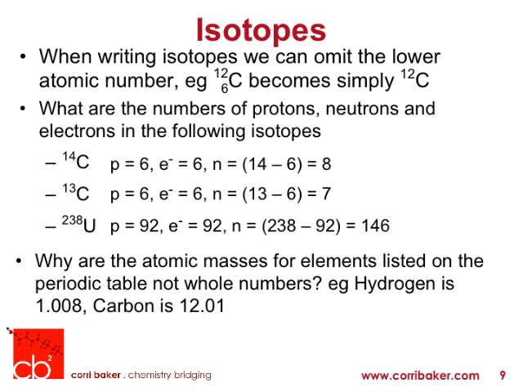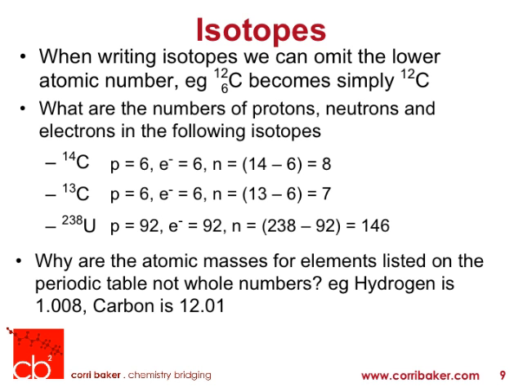Now the neutrons are the only thing that ever changes, and to work that out we simply use the mass number and take away the number of protons, which in this case is 14, the mass number, minus 6, the number of protons, equals 8. So 8 is the number of neutrons. If we have a look at carbon-13, you can see that with one less mass number, the neutrons are one less as well. So there's only 7 neutrons in an isotope of carbon-13. And then you can do the same thing to work out the number of neutrons in a uranium-238 isotope.